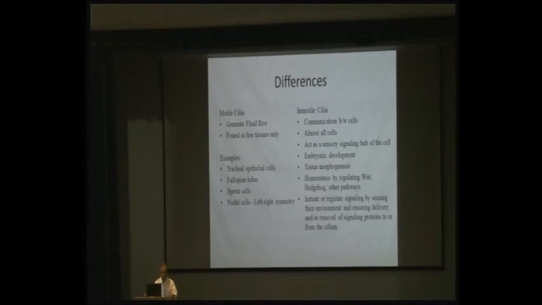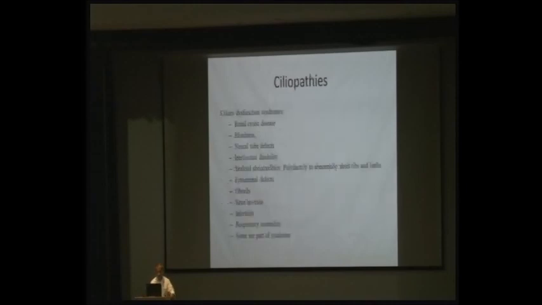Then immotile cilia are responsible for the communication between the cells and are present in almost all the cell types. They act as a sensory signaling hub of the cell and are responsible for various tissue processes like embryonic development, tissue morphogenesis, and homeostasis by regulating the WNT and the hedgehog pathways. They are also responsible to initiate or regulate the signaling by sensing their environment and ensuring delivery and or removal of the signaling proteins to or from the cilium.